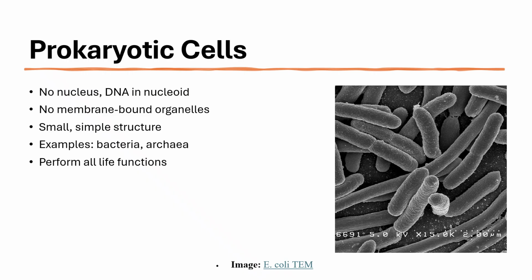Prokaryotic cells are the simplest types of cells. They lack a nucleus and membrane-bound organelles. Their DNA is found in a region called the nucleoid.